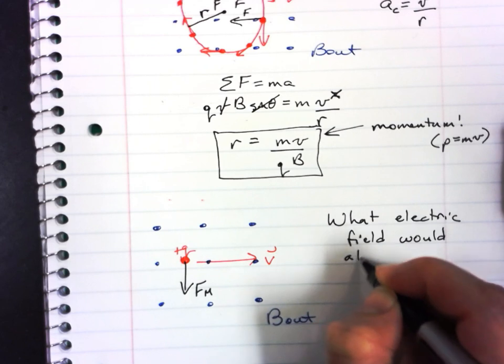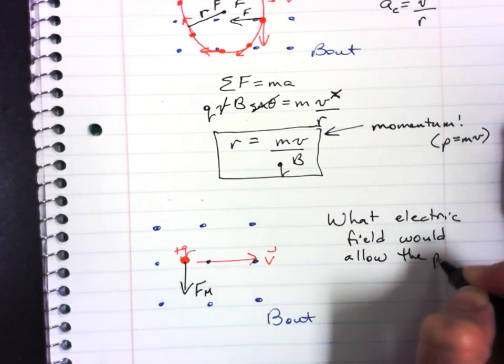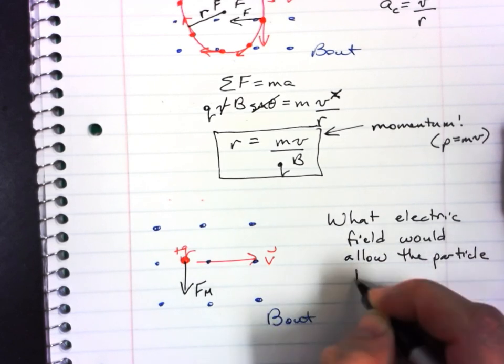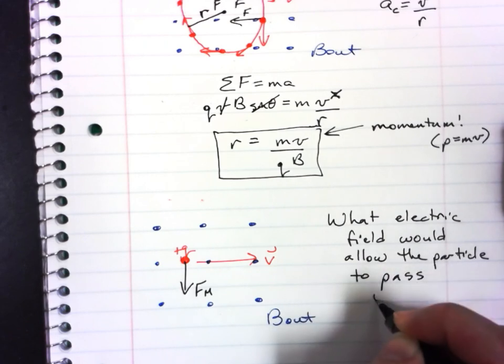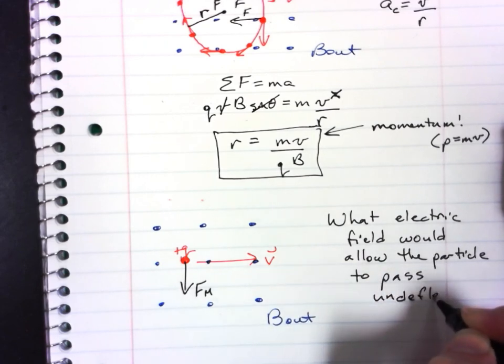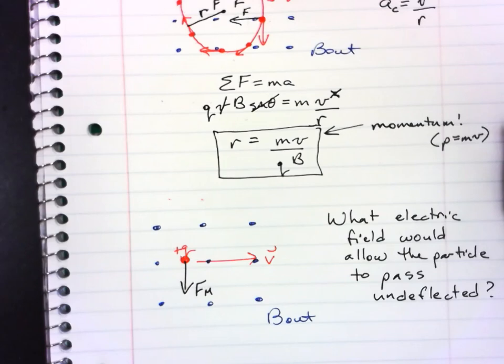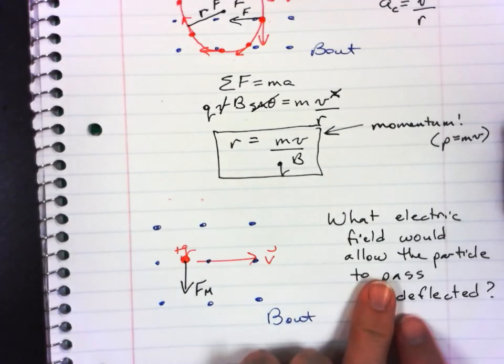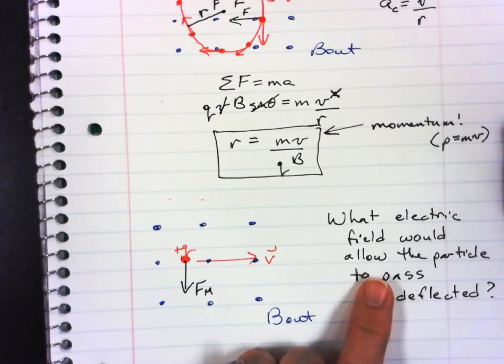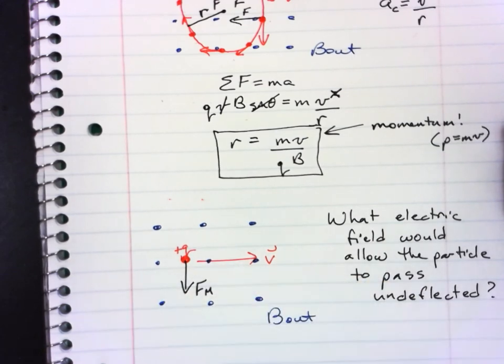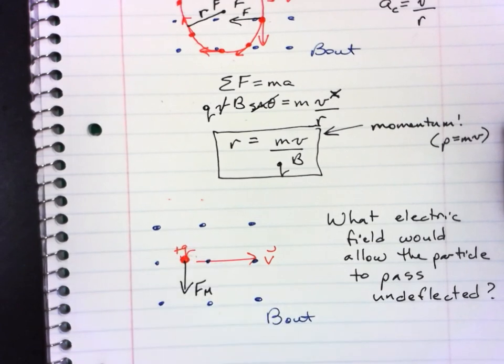would allow the particle to pass undeflected? I'm deliberately using this word. I could say allow the particle to pass straight through, but deflected or deflect is to move to the side, to change path. So undeflected, I want this to go straight through. I do not want it to curve down and to start to do circular motion.